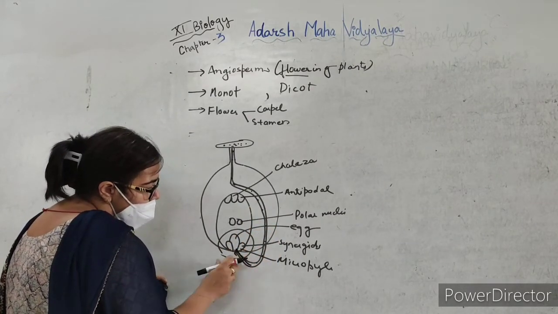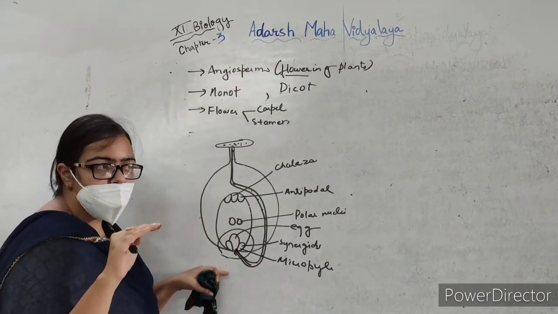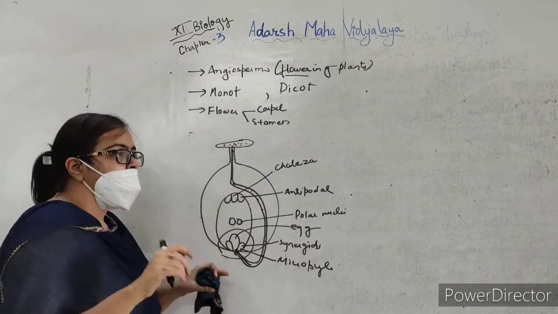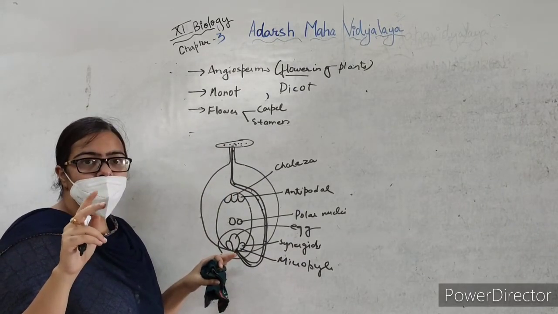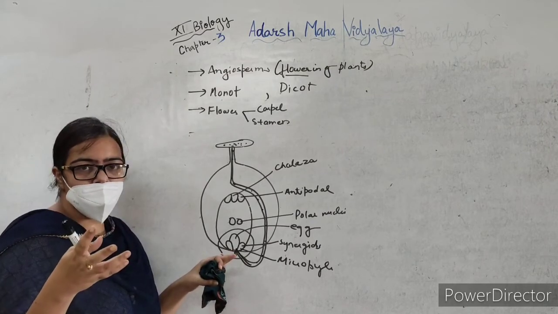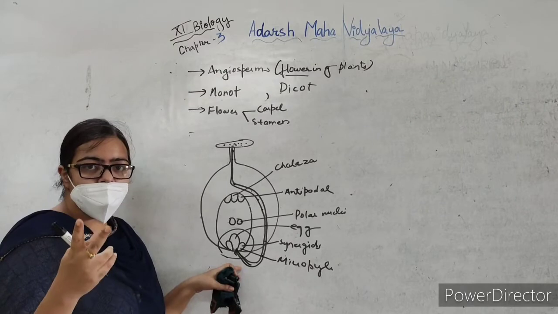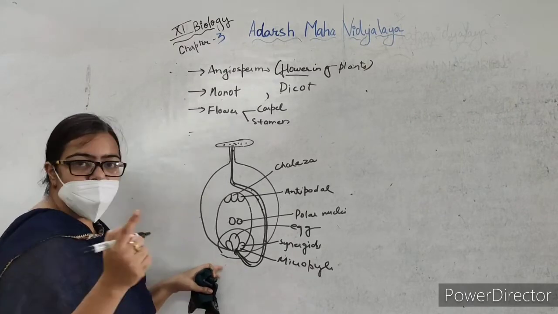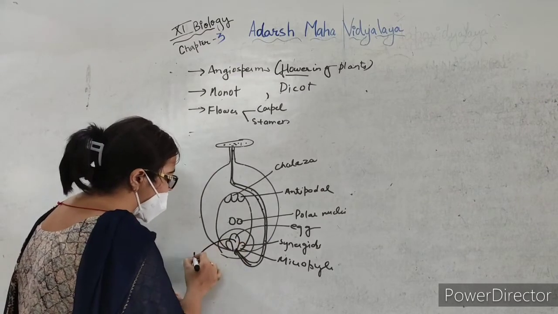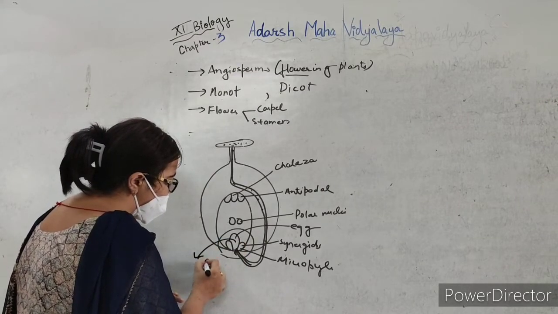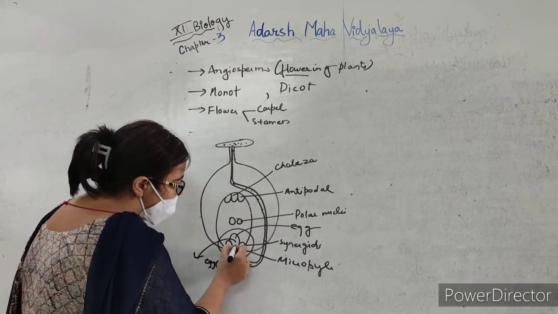Now when the pollen attaches itself to the stigma, it is in the 2 cell stage or 3 cell stage. It will then divide into 2 male gametes. Each will be haploid, and the egg is also haploid. So one of the male gametes will fuse.